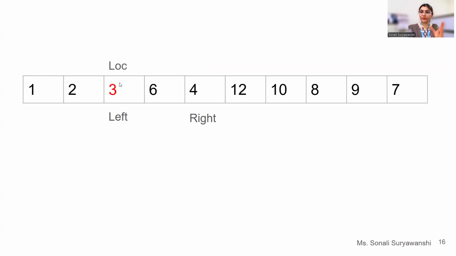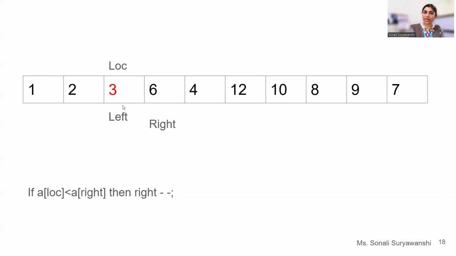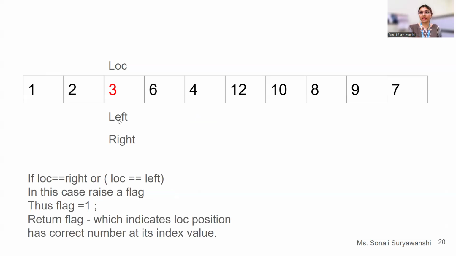Then again, if it is on the left side, you compare it with the right pointer. So LOC will be compared with the right. 3 and 4, they look in proper order. The right side value should be greater than the left side, which is true. So right will be decremented. Again, the right side should be greater than LOC, which is true. So right decrements. Now this is the condition where all your pointers have become 1. And we know this is a stopping condition.